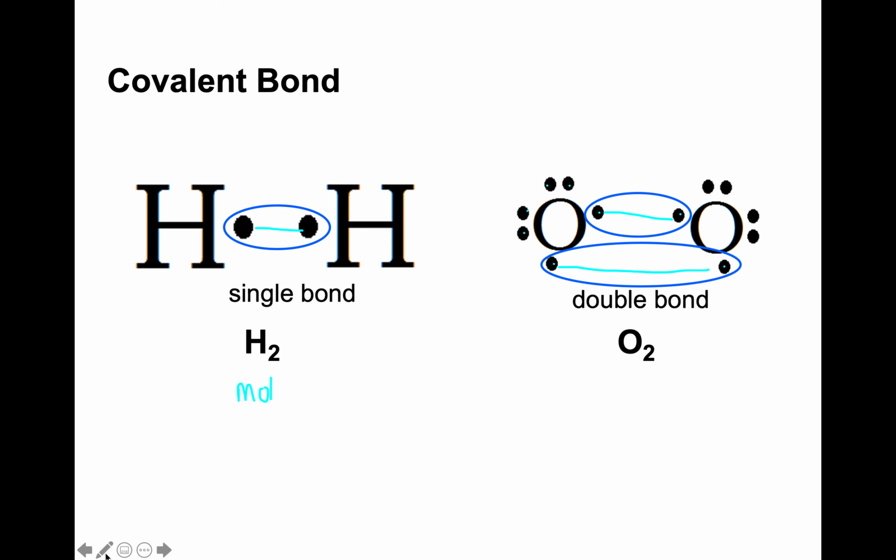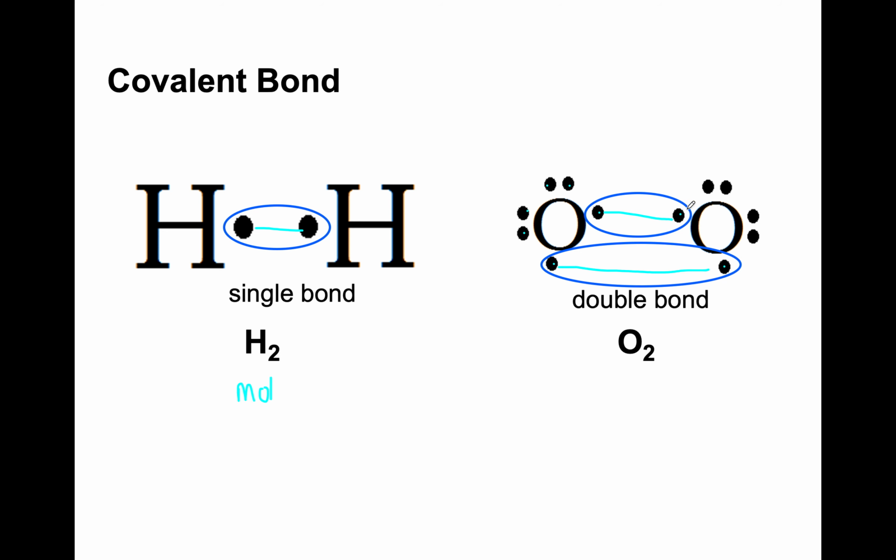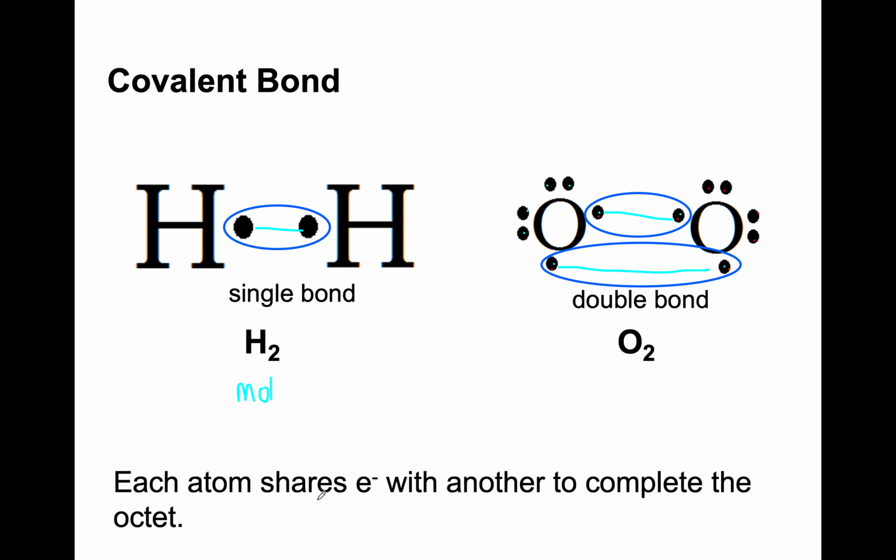And let me change pen colors here. Okay. So this oxygen has 1, 2. Remember, these are counted as both of theirs. 3, 4, 5, 6, 7, 8. Okay. So they form a double bond because they are sharing 2 pairs of electrons. So a total of 4 electrons. So each atom shares electrons with another in order to complete an octet.